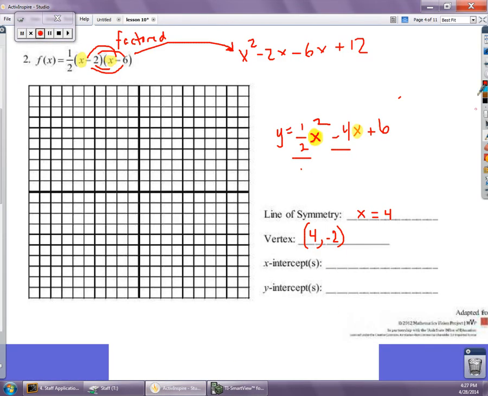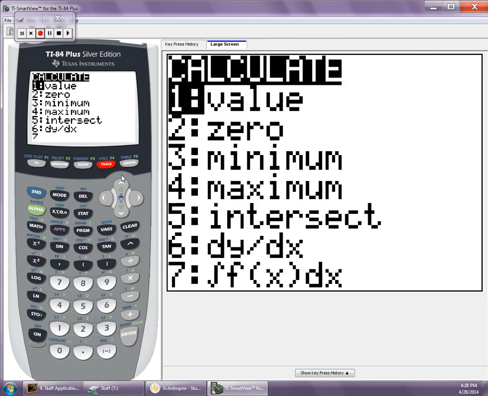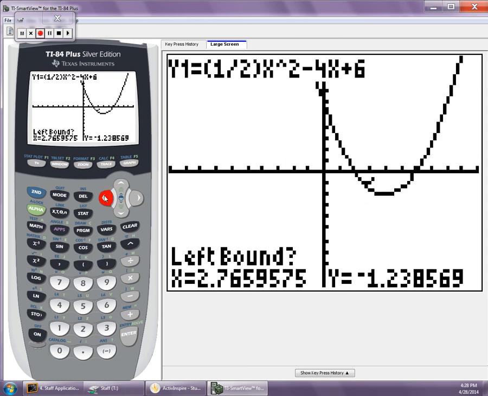So now to find the x-intercepts. The x-intercepts, we have to go to our graph. And here is an x-intercept where it crosses the x-axis. To find them, you can go back to the calculate key on your calculator. And remember, another name for the x-intercepts is the zeros. So now I'm going to go left bound of one of my intercepts. So I'm going to go to one of them. And left bound, remember, if I'm hitting the left button, it's going to the left of the x-intercept.